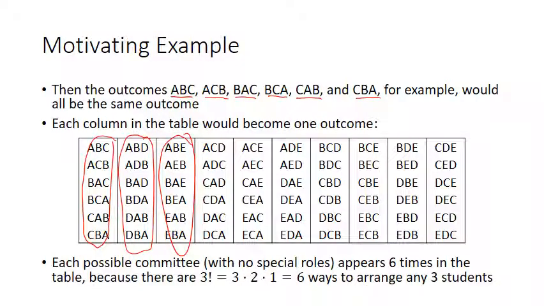So for each possible committee with no special roles, what I want you to notice is that each of those appears 6 times in the table as it is at present. And that is because there are 3 factorial, which is 3 times 2 times 1, which is 6, ways to arrange any 3 students. So if we take any 3 students, like A, D, and E, there are 6 ways to arrange the letters A, D, and E, which are shown here. But we actually want to consider just one outcome, now that we're not having special roles.